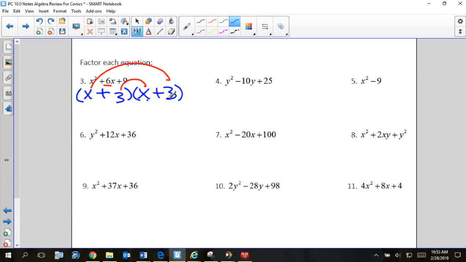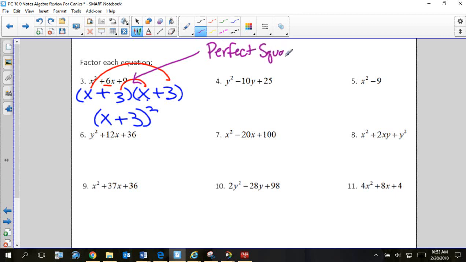And then when you have the parentheses that are exactly the same, we're not going to leave it like that. How are we going to write it? I'm going to write it as x plus 3 squared. And then side note, this equation right here, x squared plus 6x plus 9, is called a perfect square trinomial. It's called a perfect square trinomial.